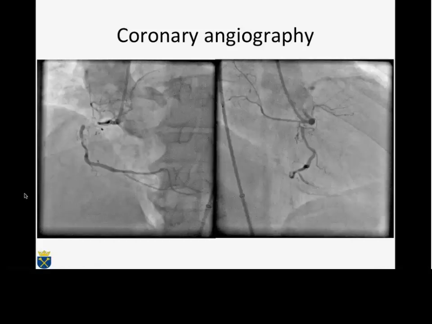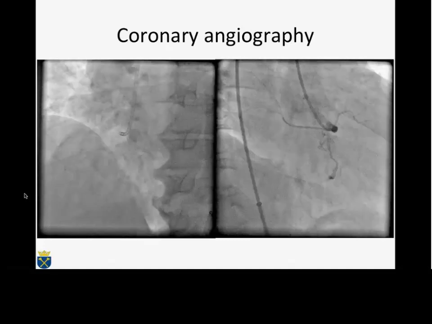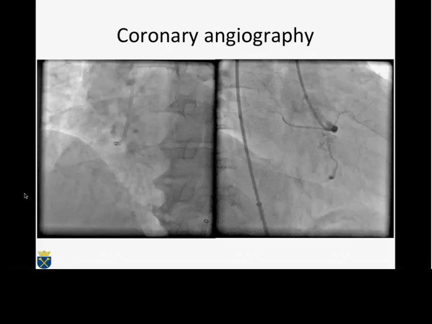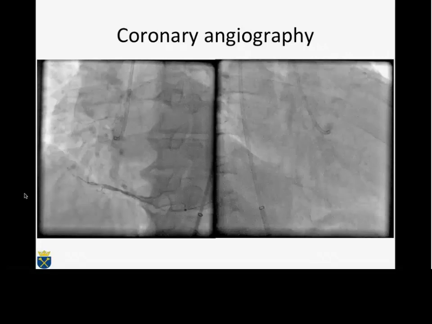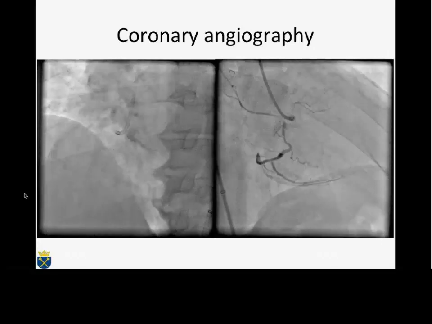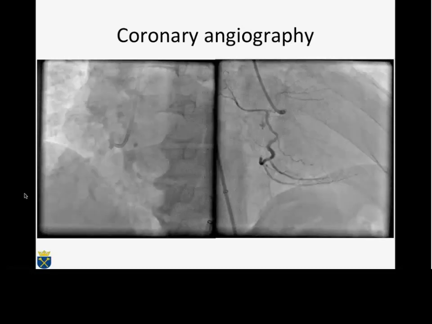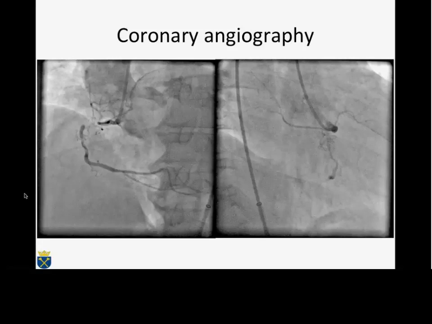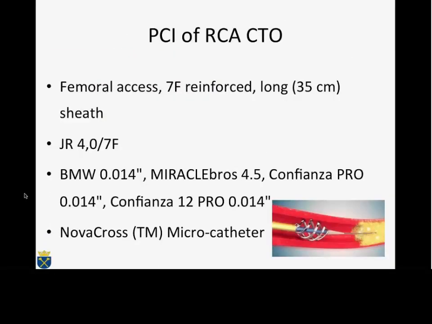In this case, there are two possibilities: to anchor in the right coronary with a Judkins, or to use a more aggressive wire. But you can also see a lot of disease in the proximal part, so I decided to go with the right Judkins. It was also due to the echo, nothing special, and this is our access, femoral access.